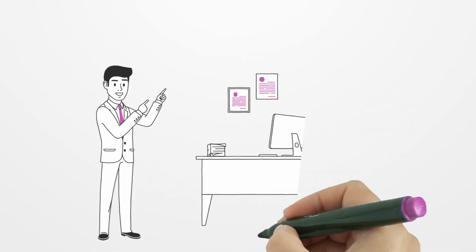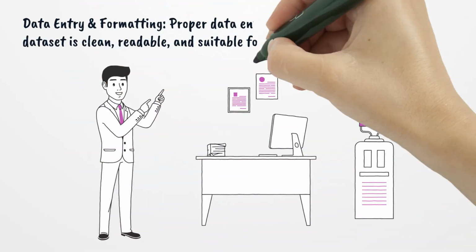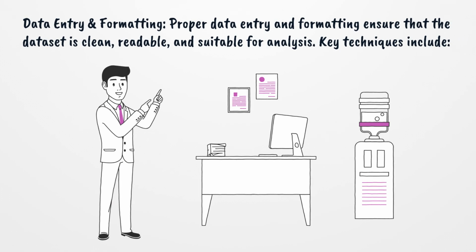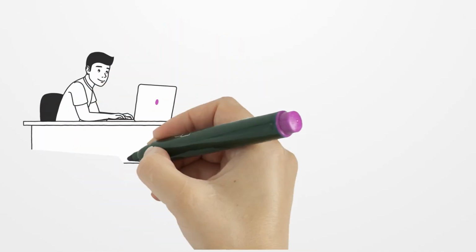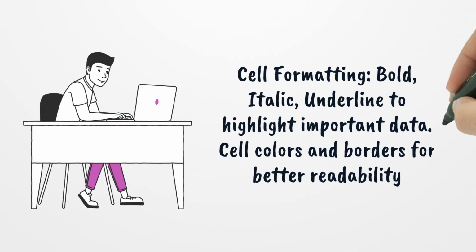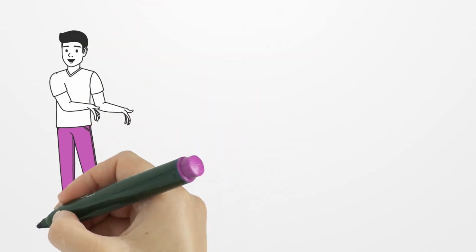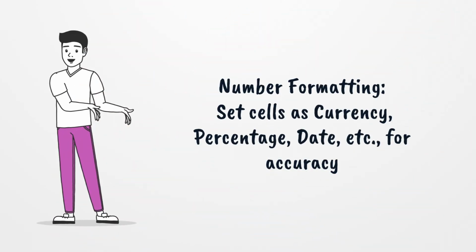Data entry and formatting. Proper data entry and formatting ensure that the dataset is clean, readable, and suitable for analysis. Key techniques include cell formatting: bold, italic, underline to highlight important data, and cell colors and borders for better readability. Number formatting: set cells as currency, percentage, date, etc.